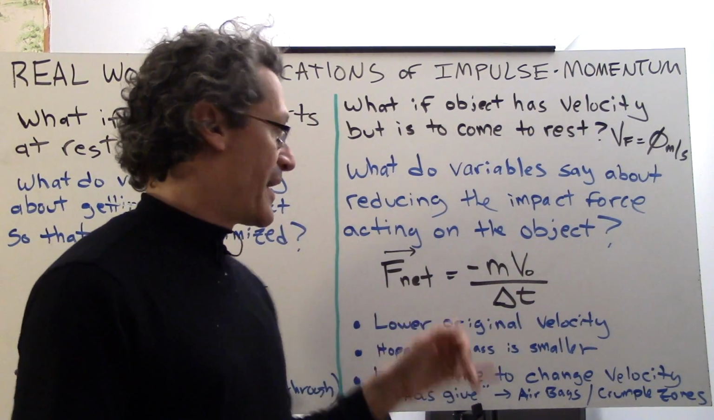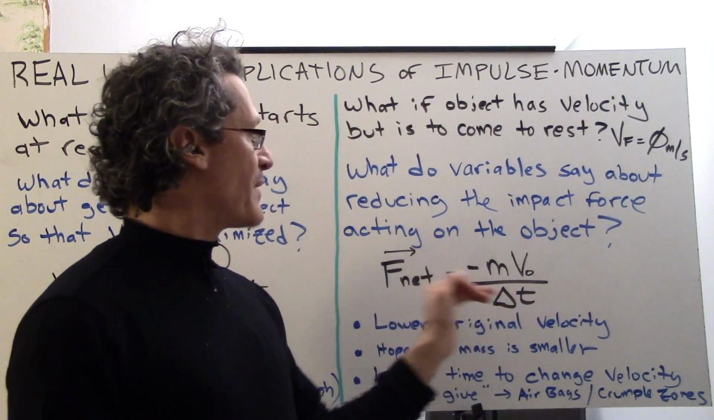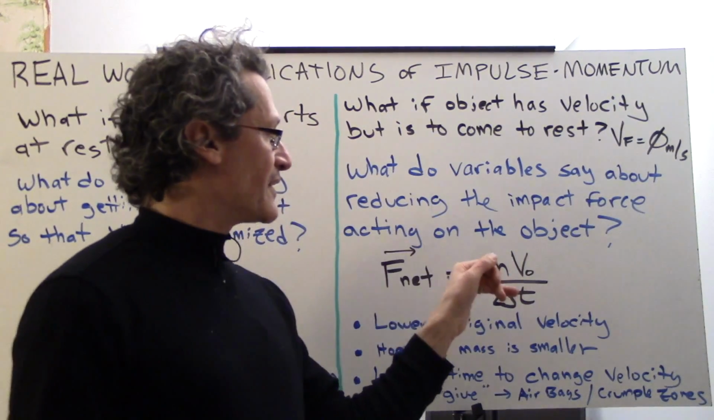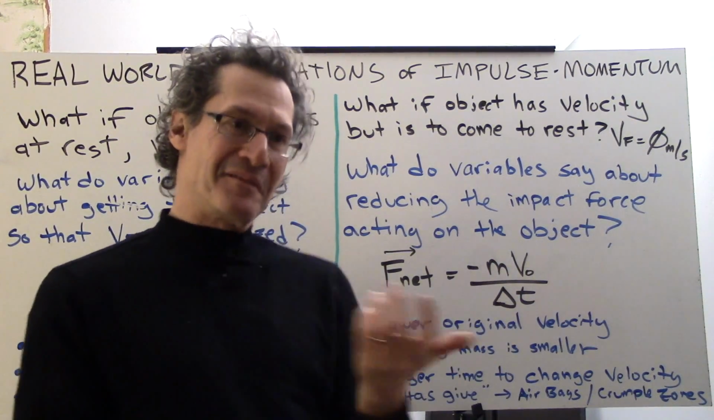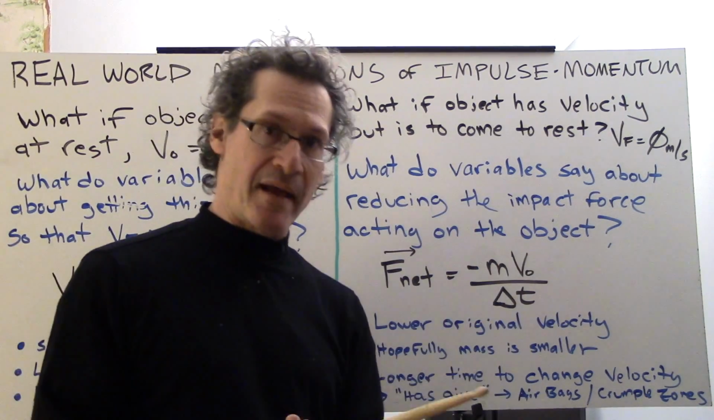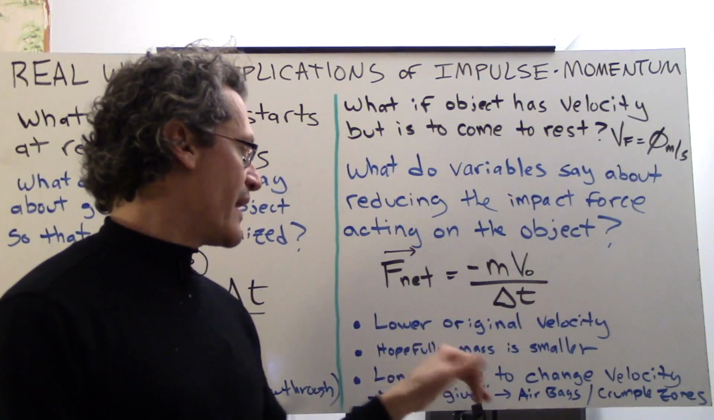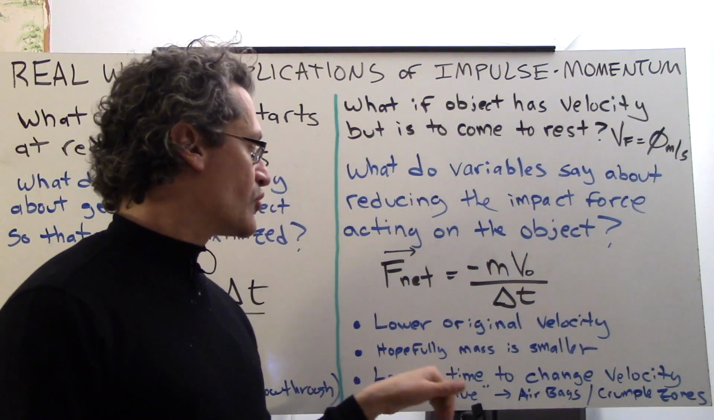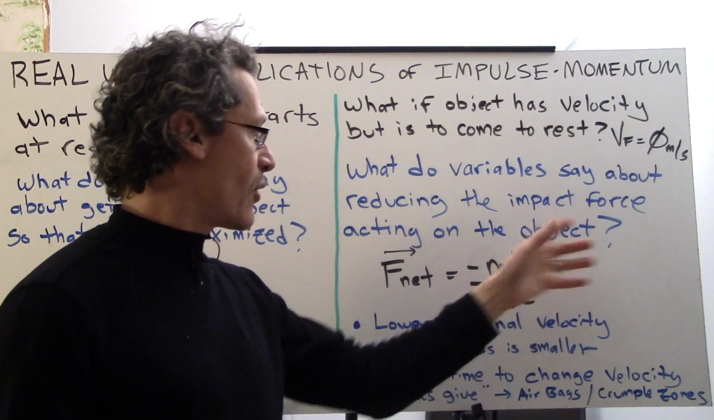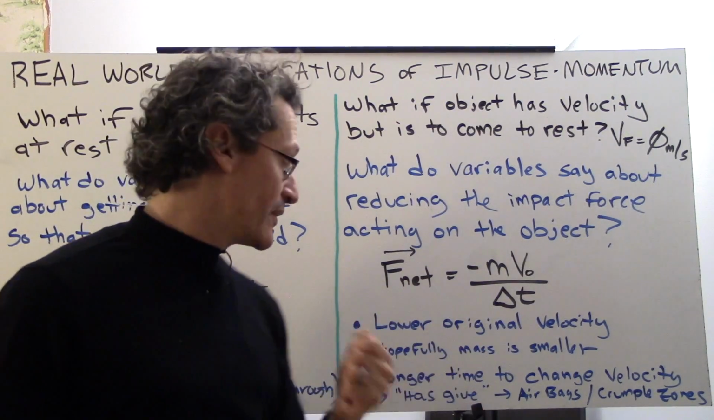So if we started with an original velocity, we can limit the impact force if we just don't have an object moving very fast. That's good. And it doesn't have much mass. That's also good, right? Sometimes you have no choice. Sometimes the object has a certain m and a certain v, and you want to try and limit the impact force. Then what do you do? Well, you try to increase this time because it is in the denominator. If you increase this value, the overall value goes down and F net goes down.